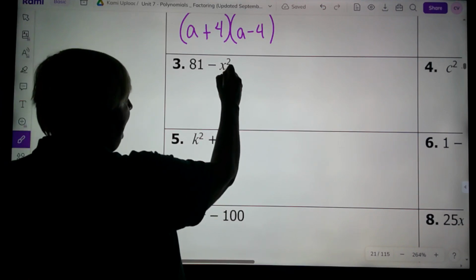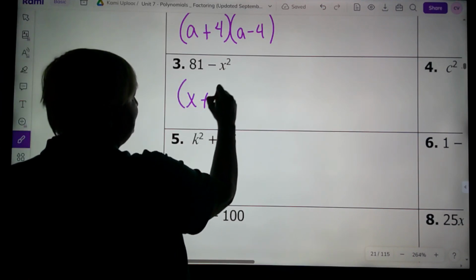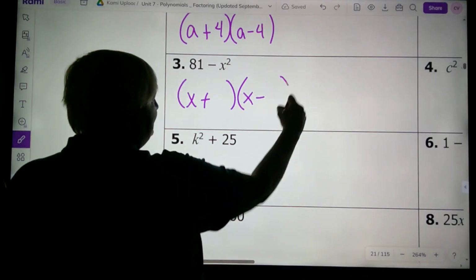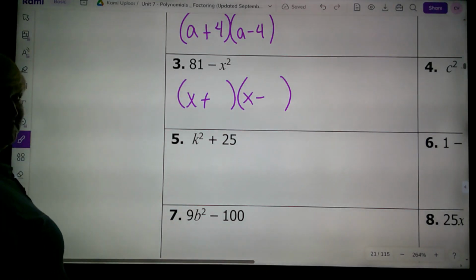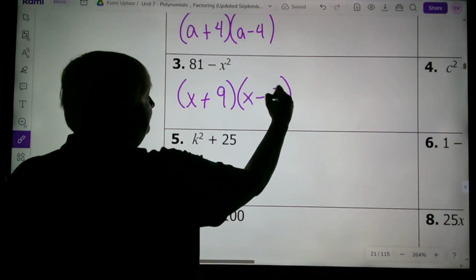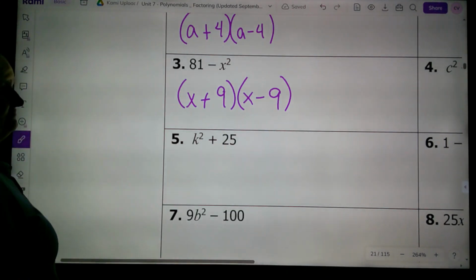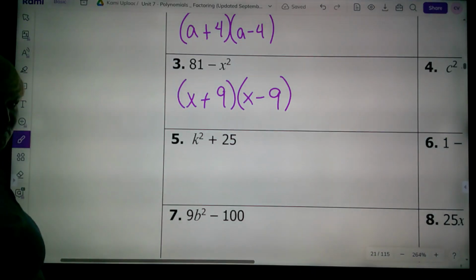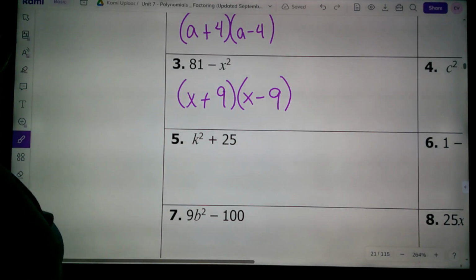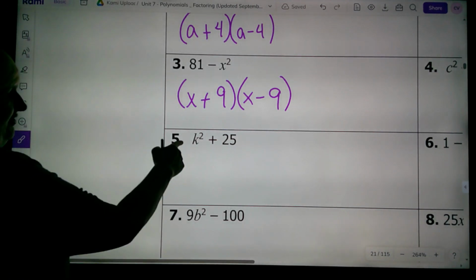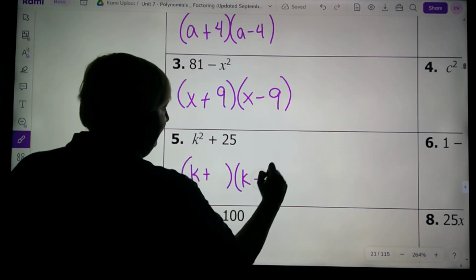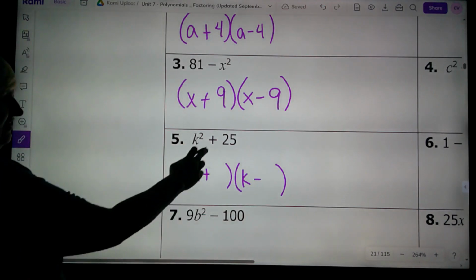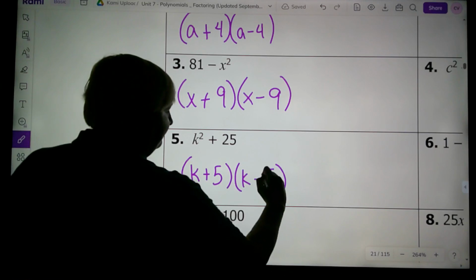The variable is x, so it's going to have an x plus and an x minus. The square root of 81 is 9. 9 times 9, right? Bam, bam. I just showed you 2 different ways to do it without even thinking about it. Find the perfect squares. Alright? It's going to be k this time. One of them is going to be plus, one of them is going to be minus. 25 is 5 squared.